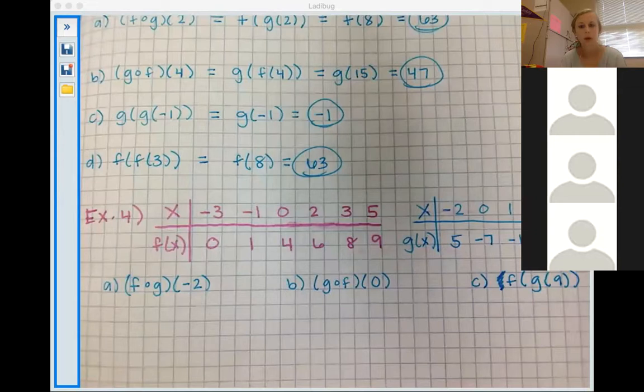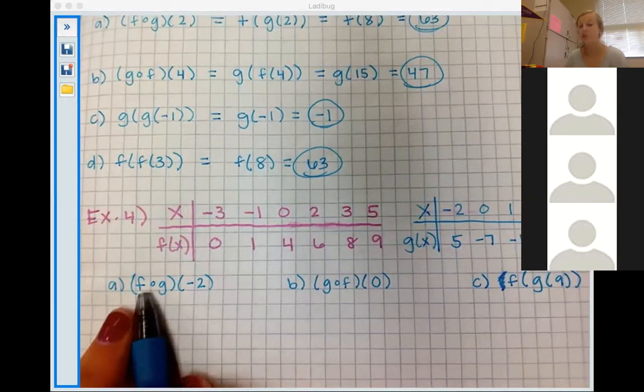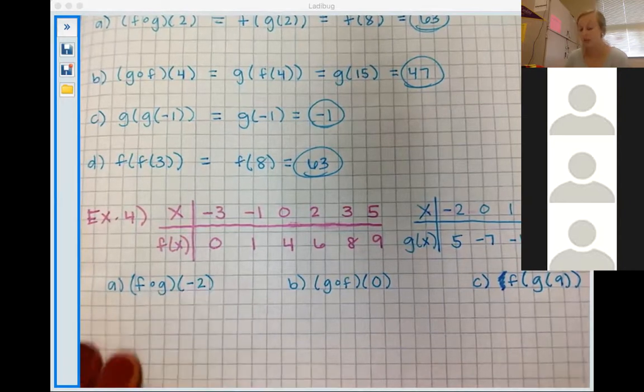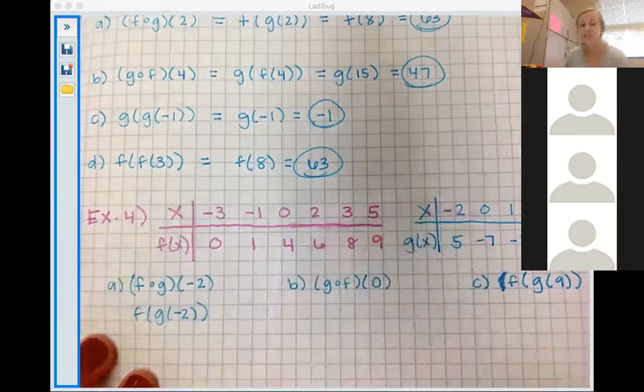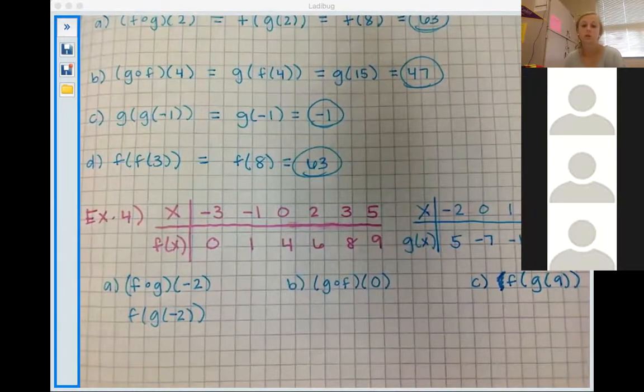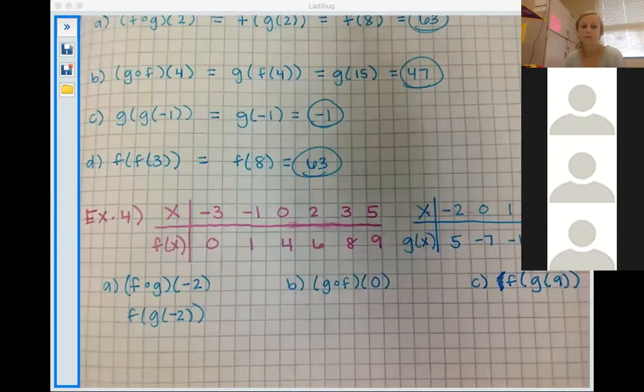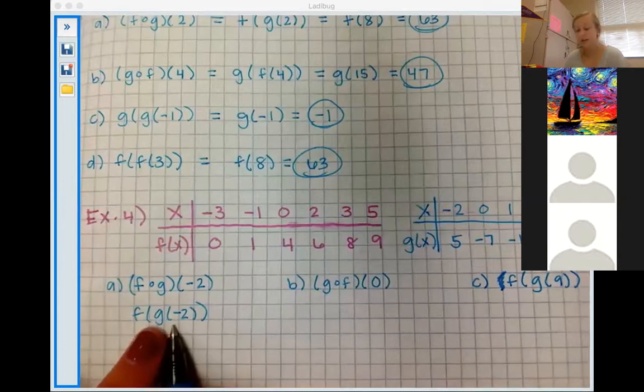All right, are we ready? Okay, just want to make sure everybody's had a chance to write it. So for A, we know that this just means f of g of -2, right? So I'm going to write it like this. What do I need to find first? g of -2. Good. So g of -2 is our input, right?